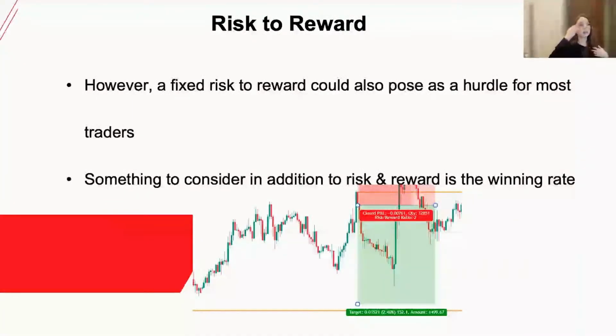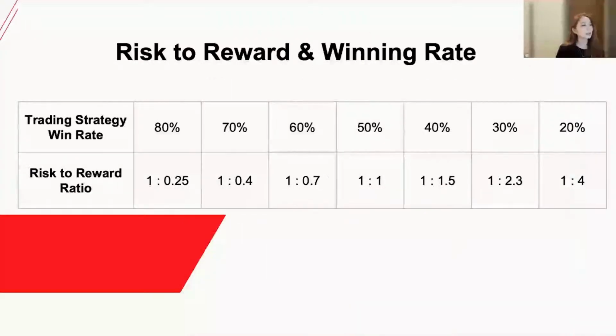So here comes the hurdle. A fixed risk to reward ratio could also pose a difficulty for most traders. Something to consider in addition to risk and reward is the winning rate. So let's look at risk to reward ratio versus the winning percentage. Let's look at a trading strategy win rate of 80%.